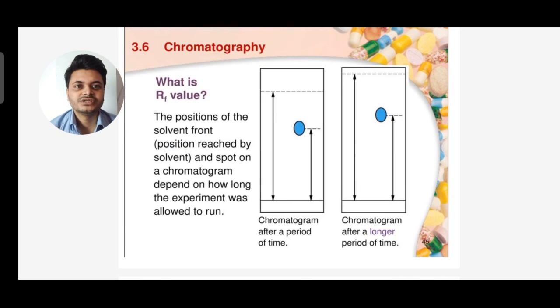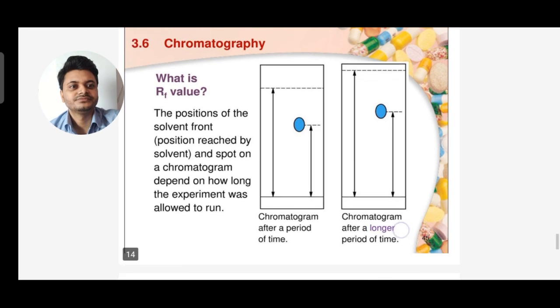The position of the solvent front, that is the position reached by the solvent, and the spot on the chromatogram depend on how long the experiment was allowed to run. The first one is the chromatogram after a period of time, and the second one is the chromatogram after a longer period of time. As we keep it for a longer period of time, it will travel higher. The spot will be at a higher length.